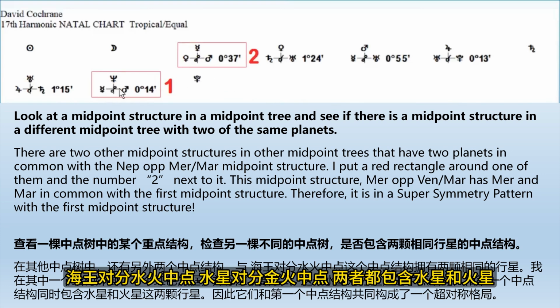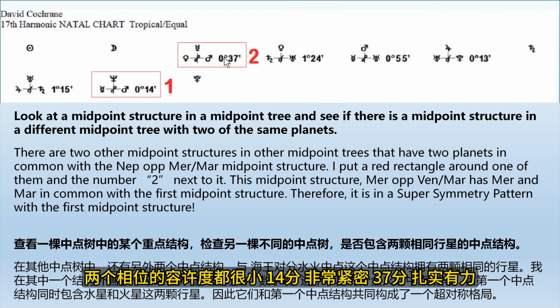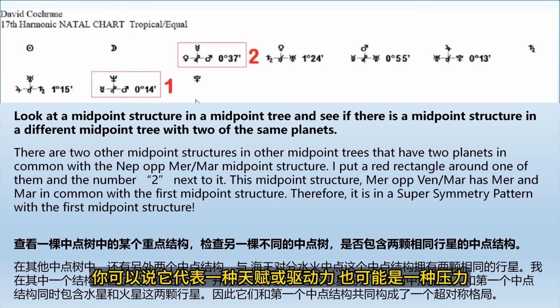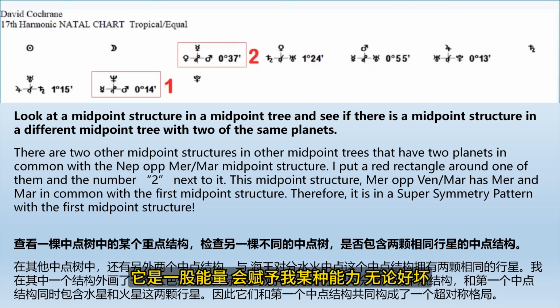So Neptune is opposition Mercury, Mars. Mercury is opposition Venus, Mars. They both have Mercury, Mars in common. Both orbs are fairly small: 14 minutes, very tight, and 37 minutes, solid, strong. This is important. This is in my 17 vibration chart. That's going to give, you might say, a talent or a motivation. Maybe it's a problem. Maybe it's not so much a talent.